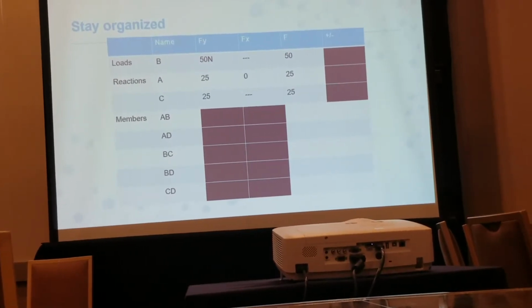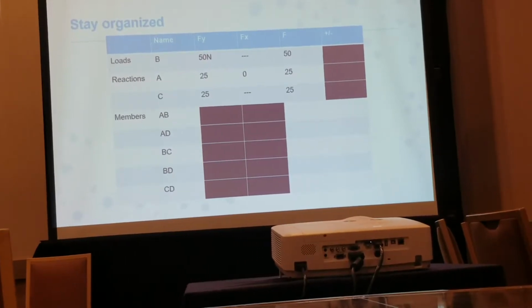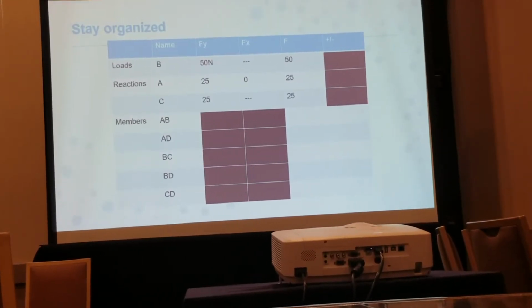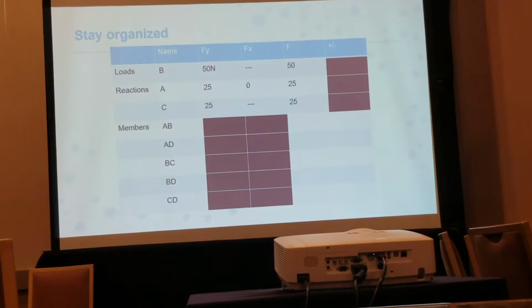So basically, what we've done is we're creating a master table for Truss B. And so you'll be able to catch up. So I think we're about ready to click on the next page.